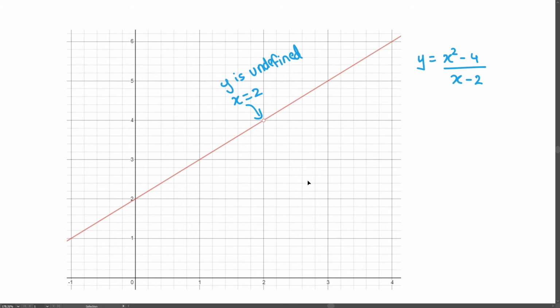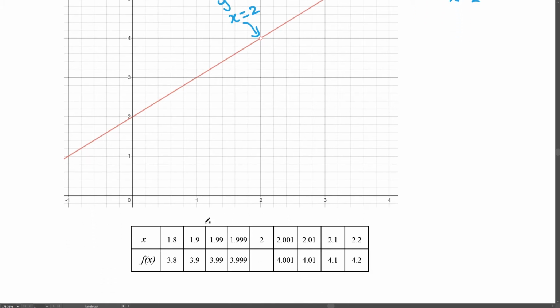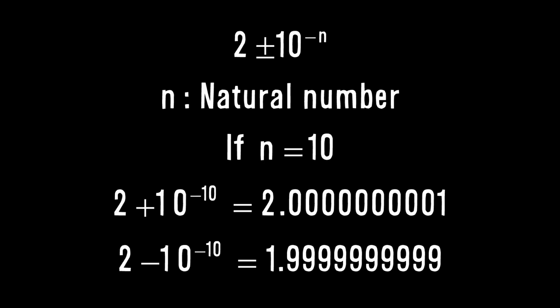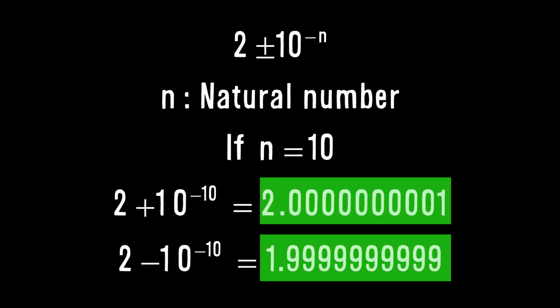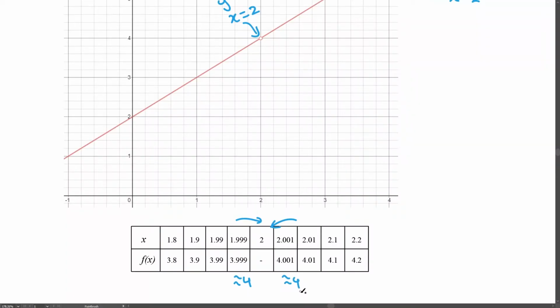But you may be a bit skeptic and want the actual numbers. Here's a table that I created. As the value of x gets closer and closer to 2, the value of the function gets closer and closer to 4. The same happens from both the sides. If you're still doubtful, you can take a number that is very close to 2, like this or this, plug these into the function, and the value should be very close to 4. With some approximation, we could say that as x approaches 2, the value of the function approaches 4, while remembering that at x equals 2, the value of the function is undefined.